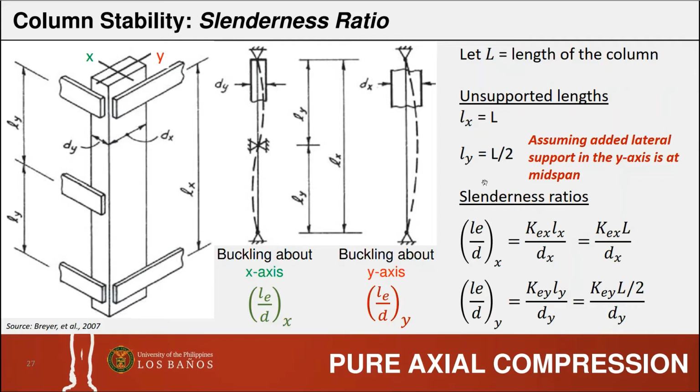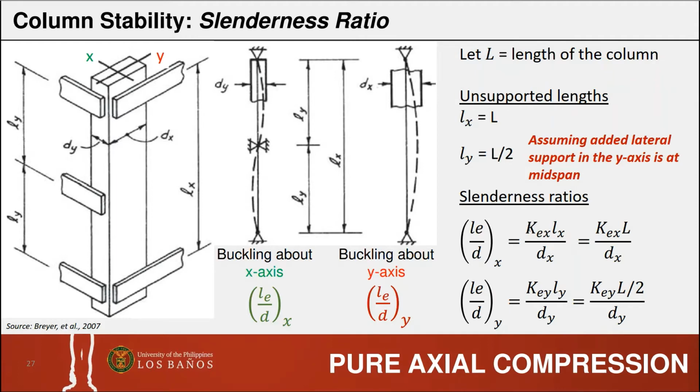Meanwhile, for the unsupported length along the y direction, since we have a lateral support along the y-axis, the unsupported length will be half of the total column height, assuming that the lateral support in the y-axis is at the midspan. Now for the slenderness ratio, we need to multiply the effective factor, K sub E.